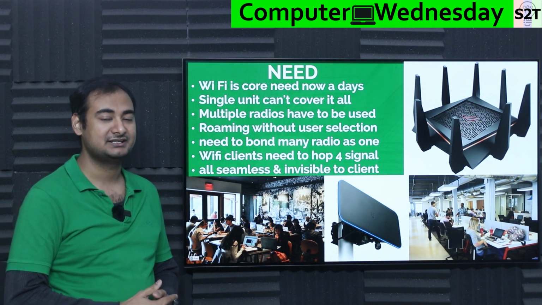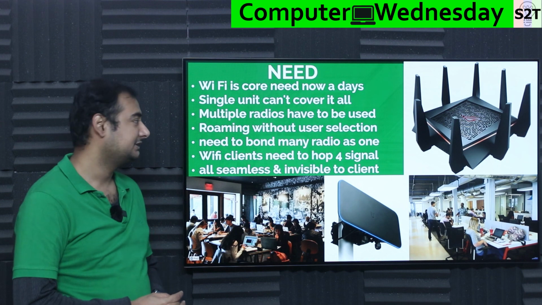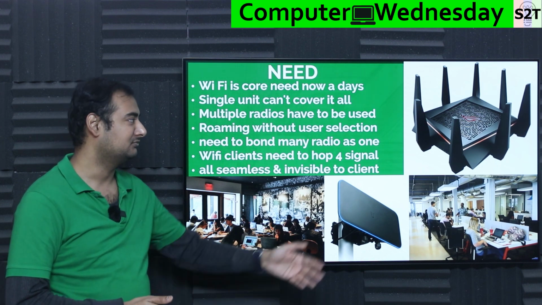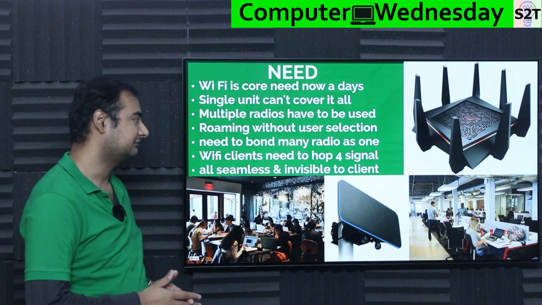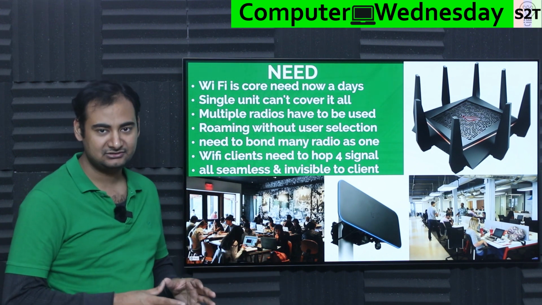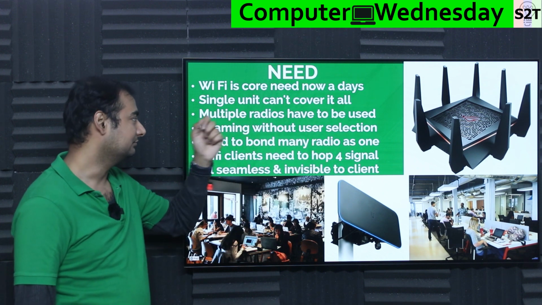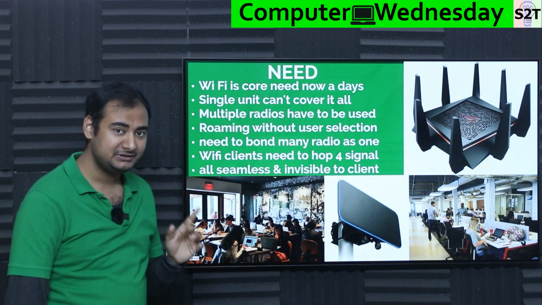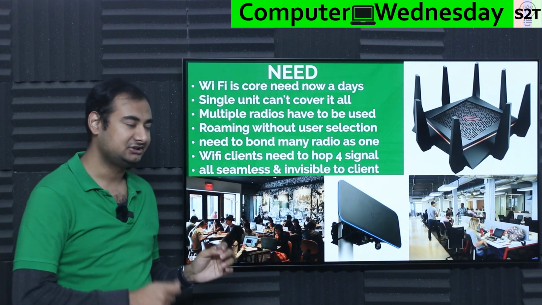Nowadays, coverage-wise, Wi-Fi really matters. And a single point cannot cover it, no matter how powerful the equipment you buy, no matter how expensive it is. It cannot take care of everything. It cannot do that coverage. So the only mathematical solution to that is multiple radios. Basically the Wi-Fi part is the radio, so we need multiple radios. And roaming is the ability to move from radio A to radio B without user intervention.